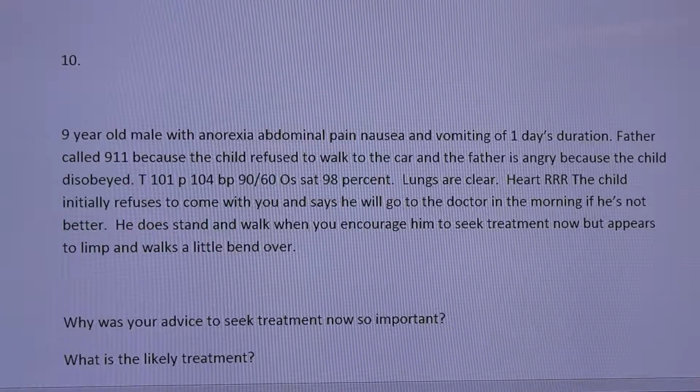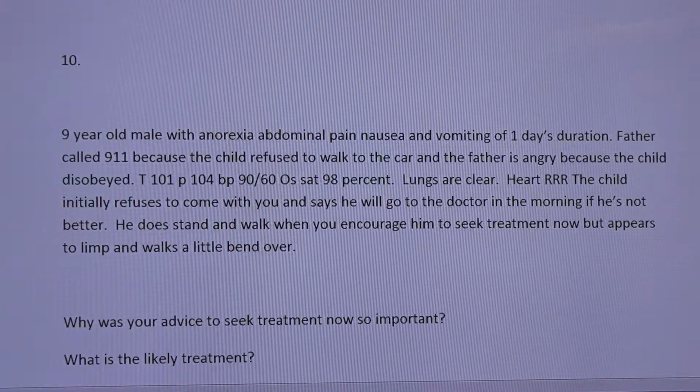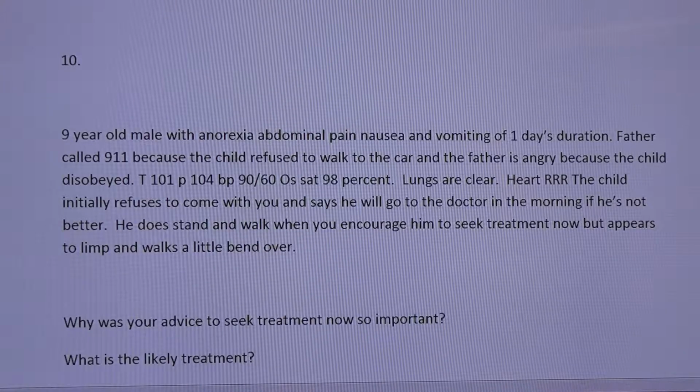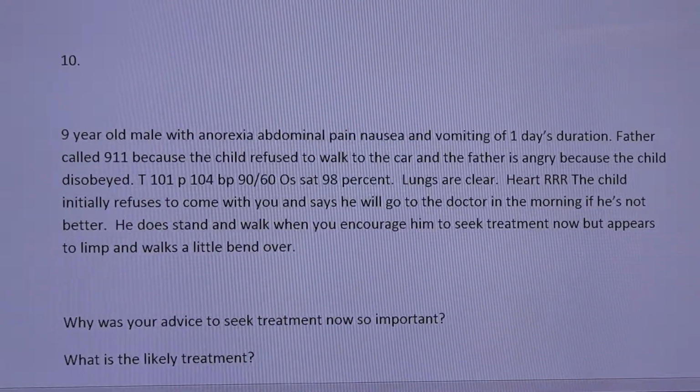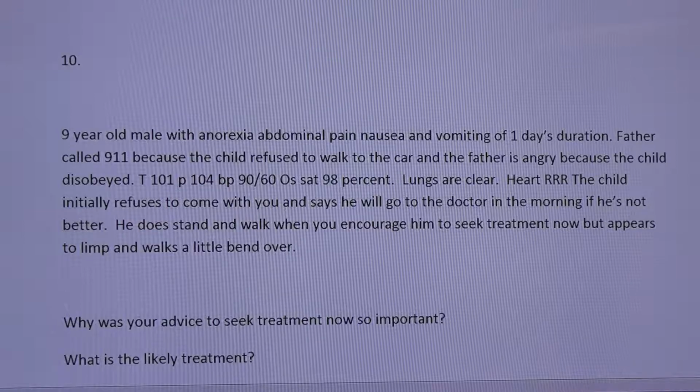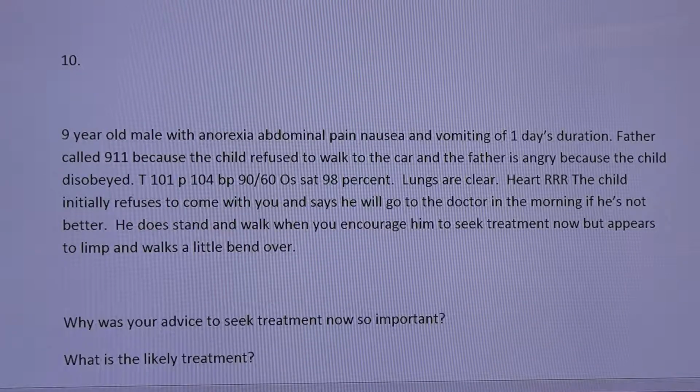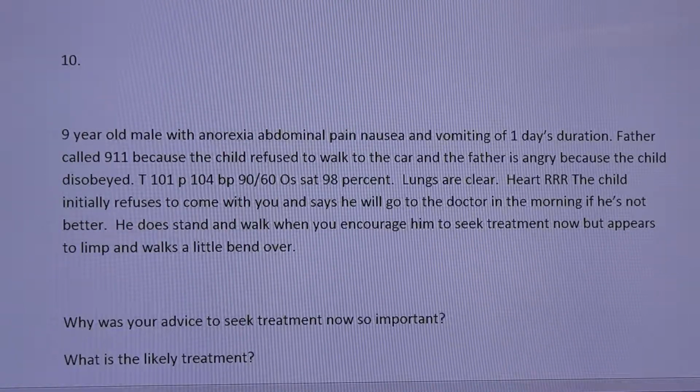Bent over, should have been, yeah. Typo. What's triple R for the heart? Regular rate and rhythm. Regular rate, rhythm, yeah. The ill-advised abbreviation.